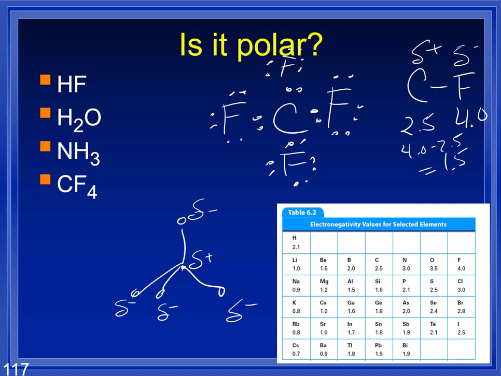Does this have positive and negative ends? Where's the positive end? Think about what you just said. The positive end is in the center. Is that possible? Is it possible to have an end in the center? No. My positive is in the center. My negatives are all on the outside.